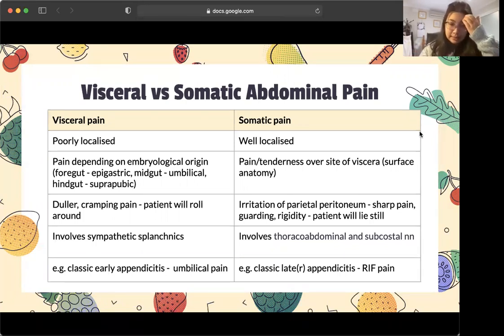Okay, and classically, you'll be examined on this with umbilical pain in early appendicitis, migrating to the RIF in later appendicitis, because the appendix lies in the RIF. And so when it's been super inflamed, it gets swollen, it gets angry, and it's going to irritate the parietal peritoneum overlying the RIF.